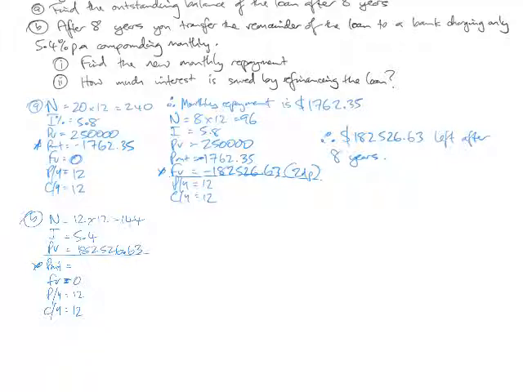So 182,526.63. Repayments is what we're trying to work out. FV is 0 now. Alpha solve. So the repayments come to $1725.03 to 2 decimal points. So that was B1.